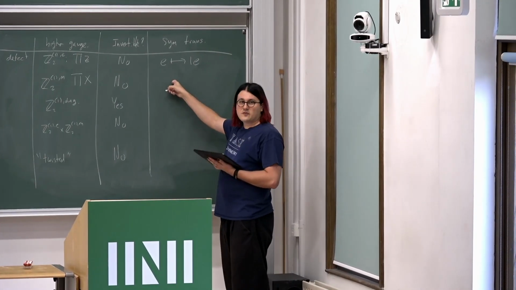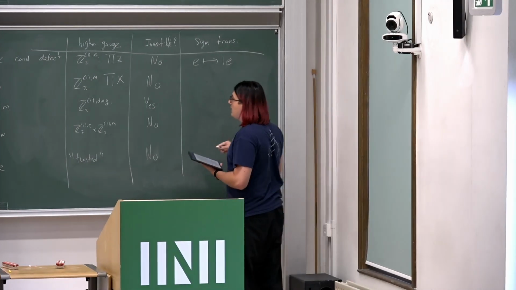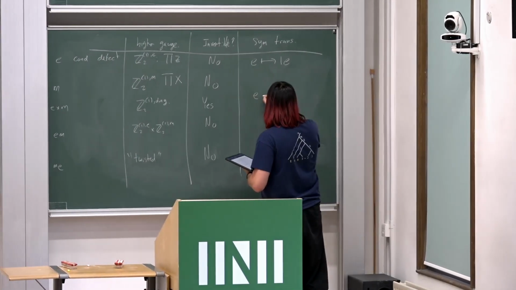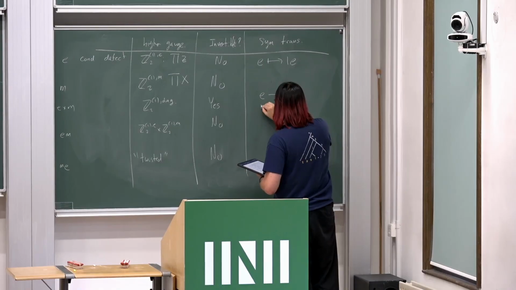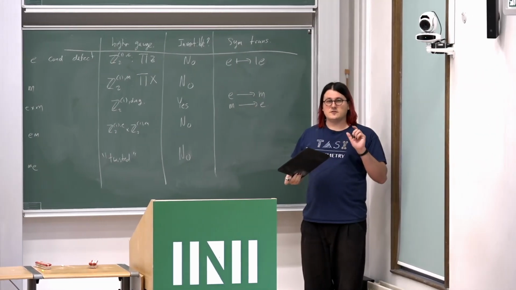M has a similar transformation. I won't write them all, but one that is nice is this, the invertible guy: it sends E to M, and it sends M to E. Okay, so it does the E-M exchange permutation.